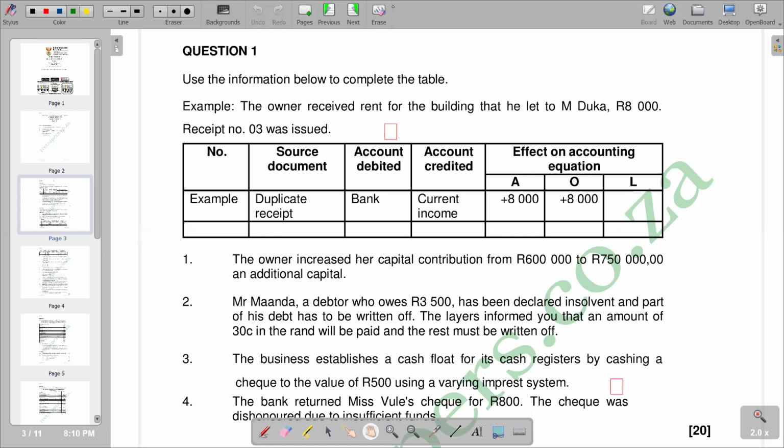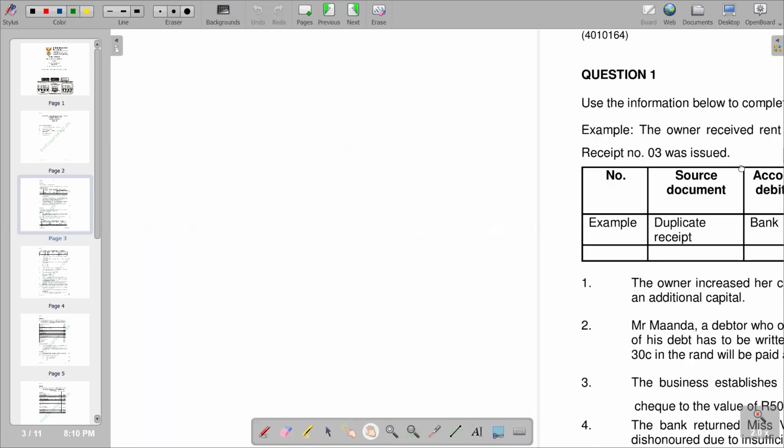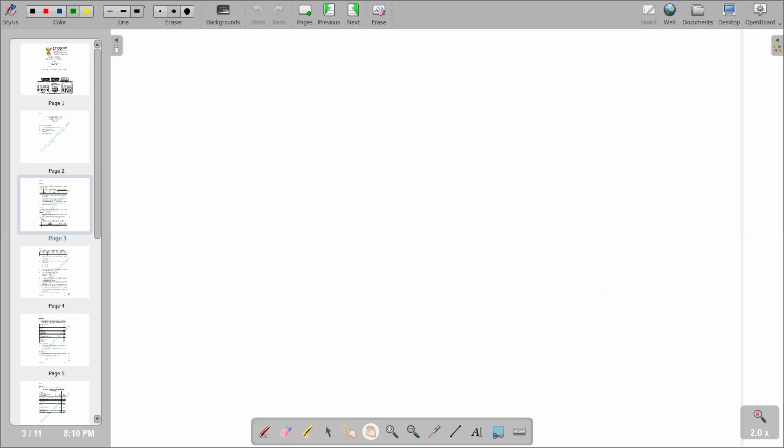In this video, we want to look at the accounting equation. And we know that the accounting equation has three main elements: assets, owner's equity, and liabilities. So, the presentation of our accounting equation is in the form of assets equal to owner's equity and then liabilities.